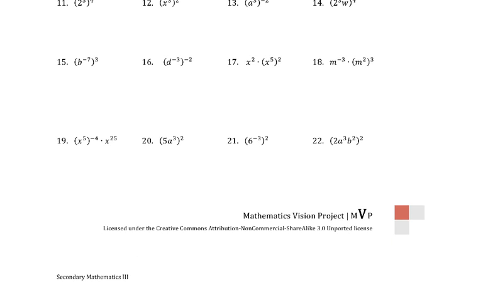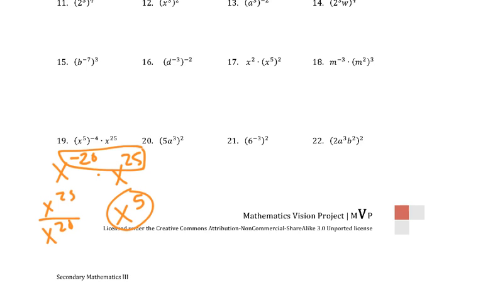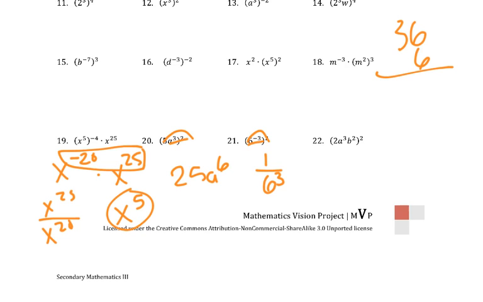And the last row to finish this up, x to the 5th to the negative 4th would be x to the negative 20th times x to the 25th. Add those together, or make it x to the 25th over x to the 20th, and you'd subtract. Either way, you end up with x to the 5th. 5 squared is 25. A cubed squared would be a to the 6th. 6 to the negative 3 would be 1 over 6 cubed, which is 216. 6 squared is 36 times 6 would be 216.